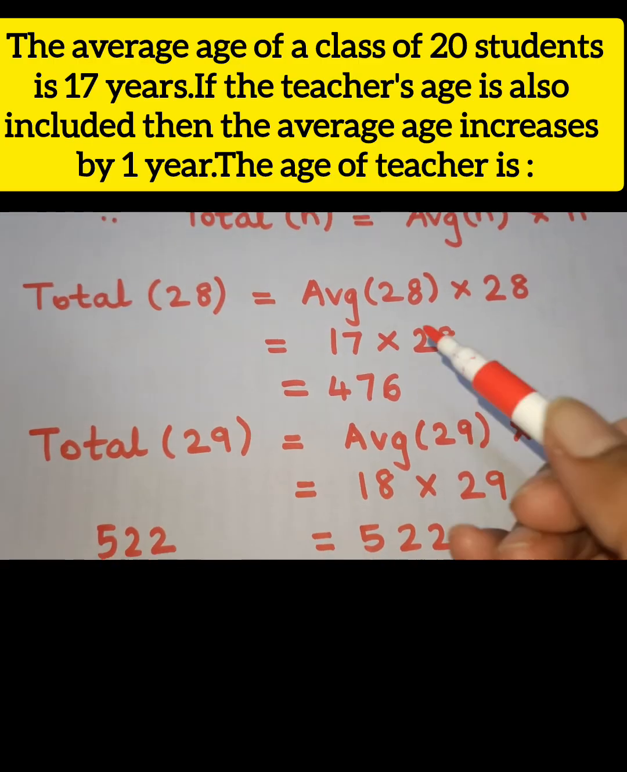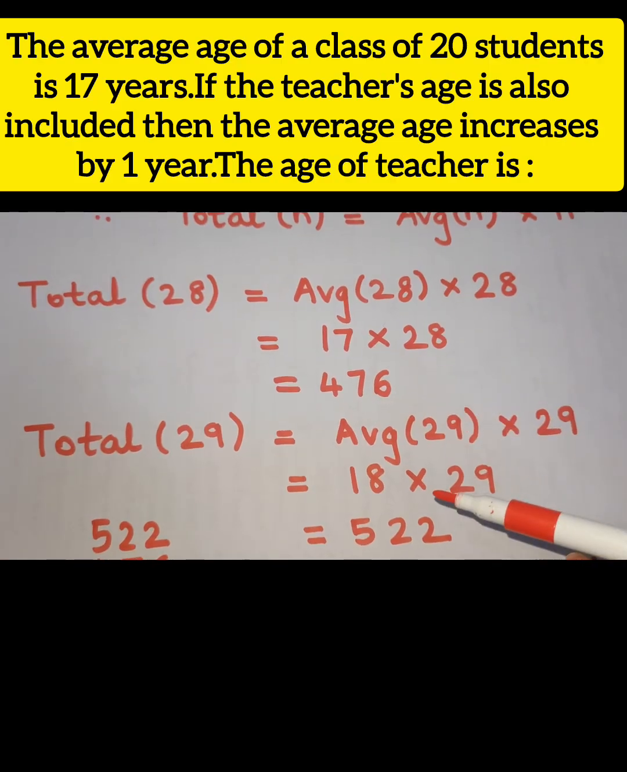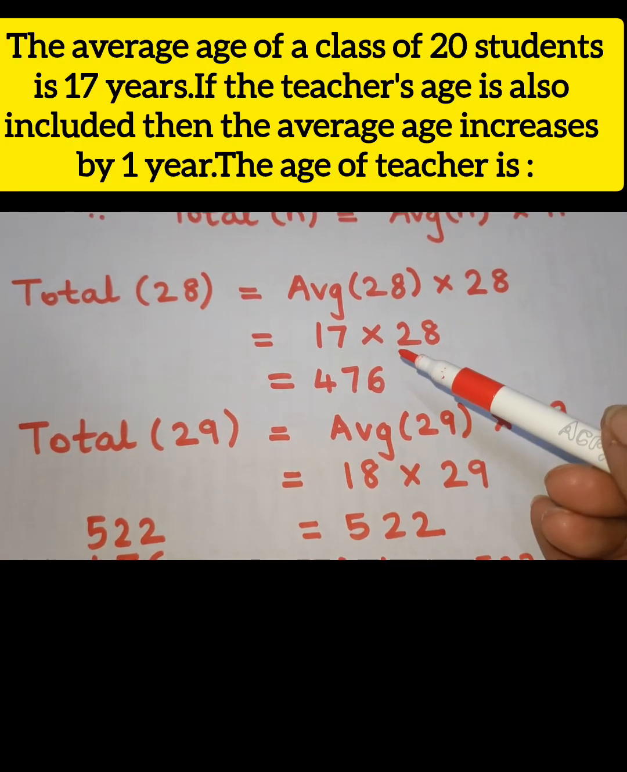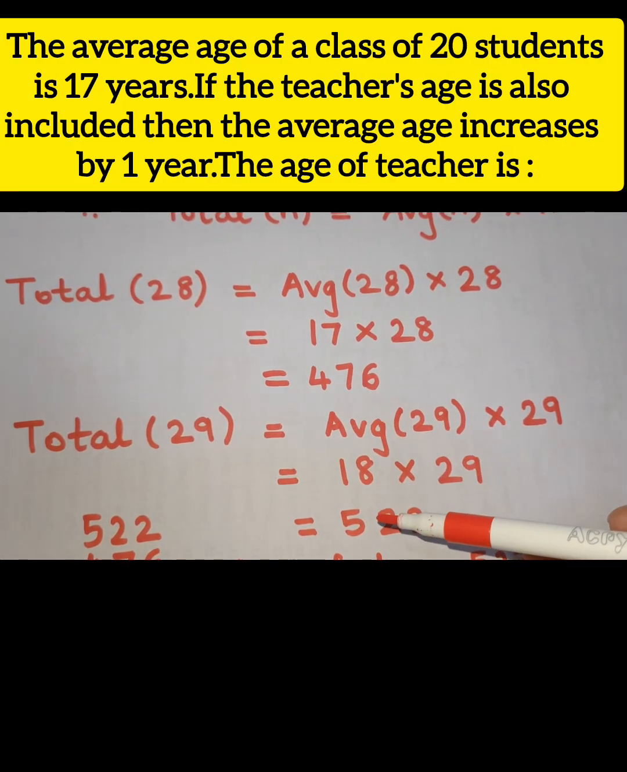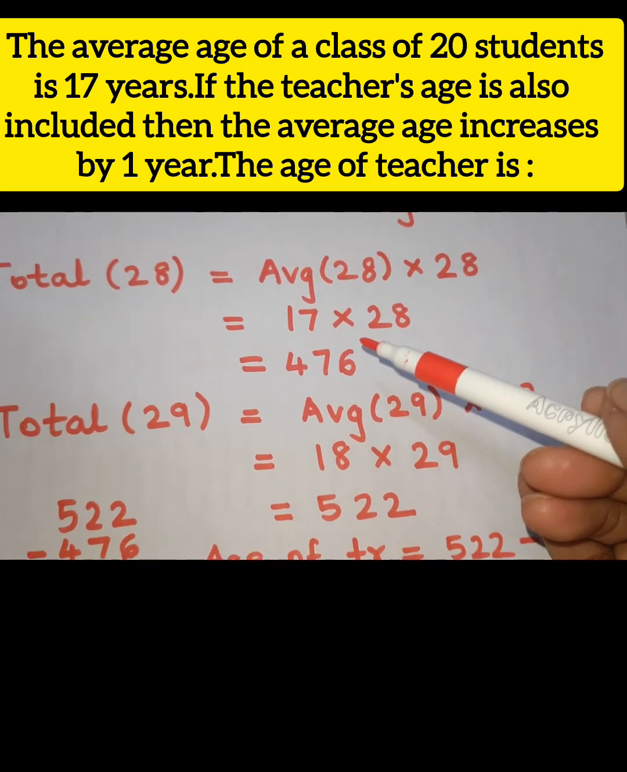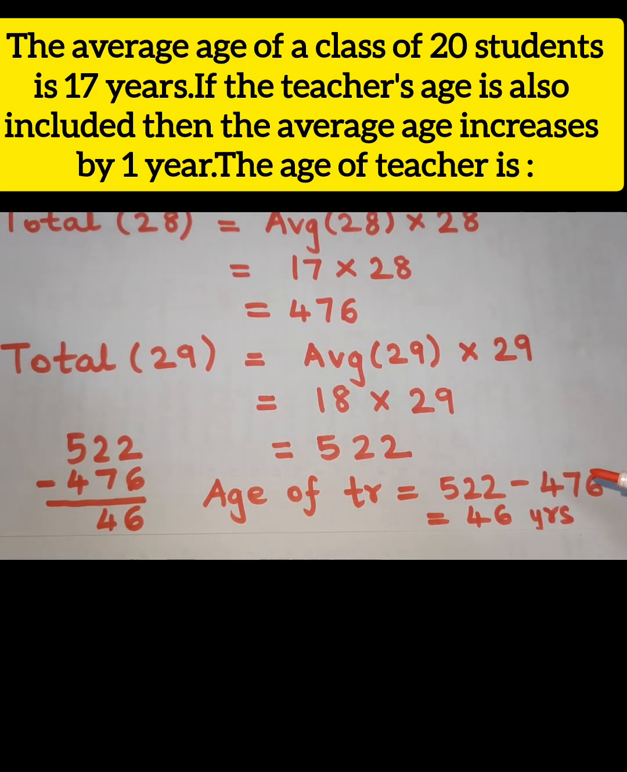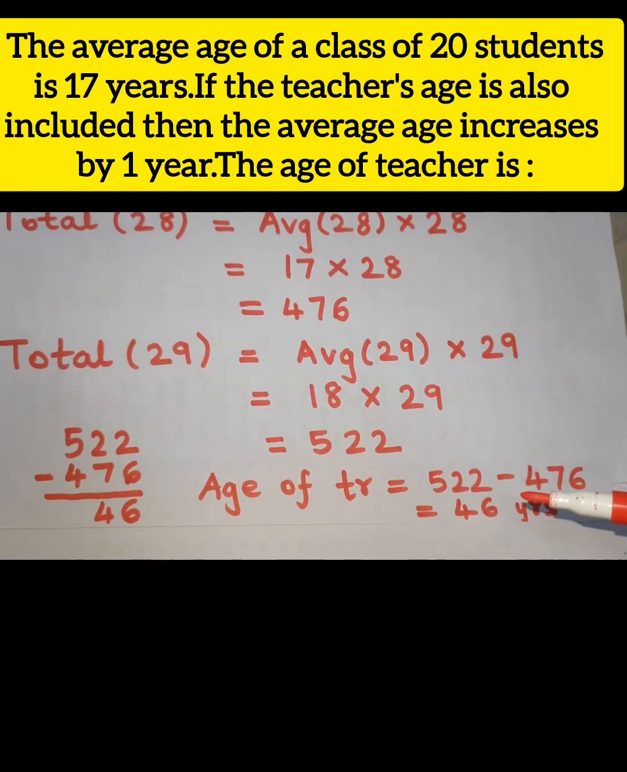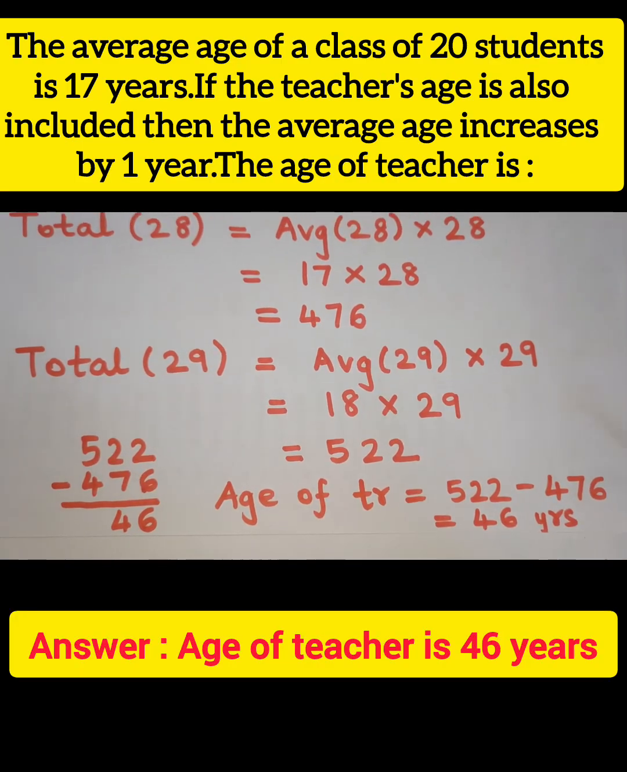and 18 into 29 is 522. So to find the age of the teacher, we need to subtract 522 and 476, because this is the age including the teacher and this is the age of 28 people excluding the teacher. So when you subtract 476 from 522, you will get 46. That is, the age of the teacher is 46 years.